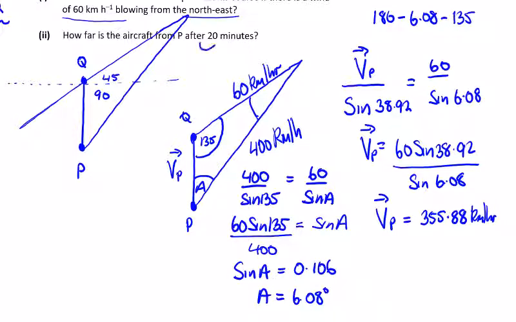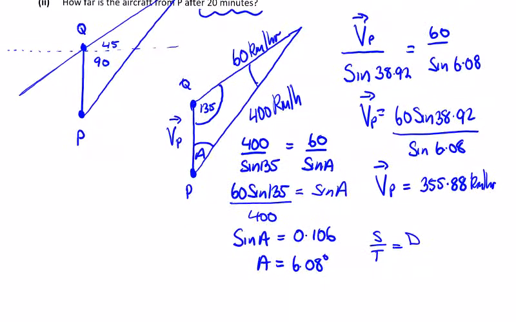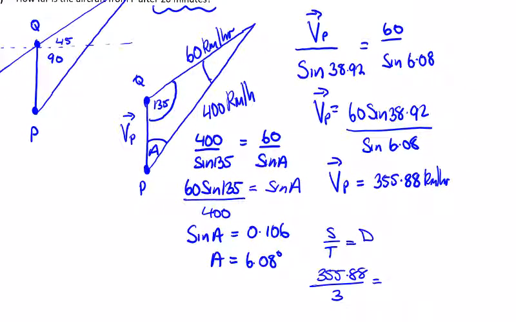So in 20 minutes it's going to go a third of an hour, so divide that by 3 and we are going to get the distance traveled. Not the velocity, maybe I should not do that in one stage. So speed over time will give me the distance traveled. 355.88 divided by 3, a third of an hour, or multiplying by 20 over 60, is equal to 118.6277, 118.63 kilometers.